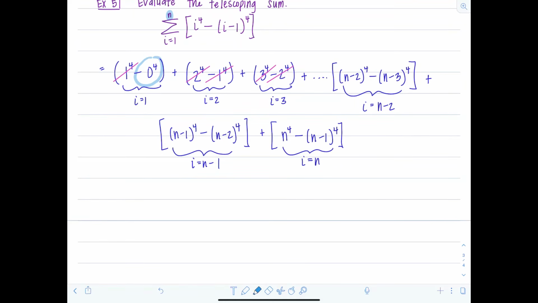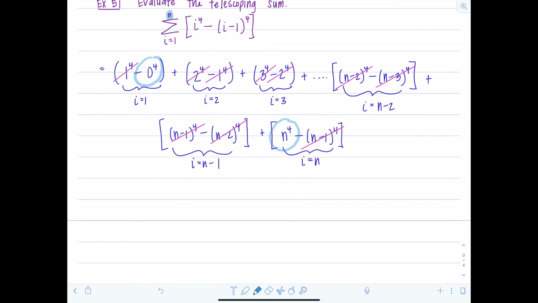So I had one term not cancel out in the beginning of the sum. That means I should have one term also not cancel out at the end of my sum. So let's see here. I have a negative (n-1)^4, and that's going to cancel with this positive (n-1)^4. I have negative (n-2)^4, which is going to cancel here. And then (n-3)^4 would cancel with the previous term. So what's the only term that didn't cancel out?